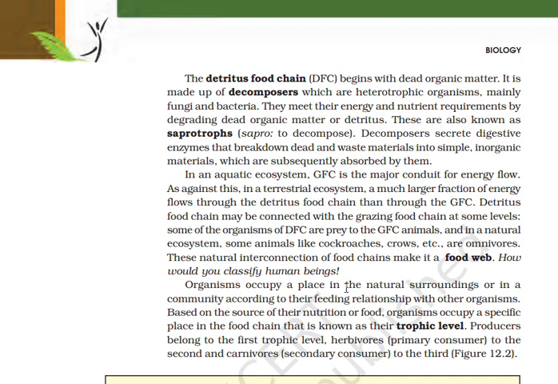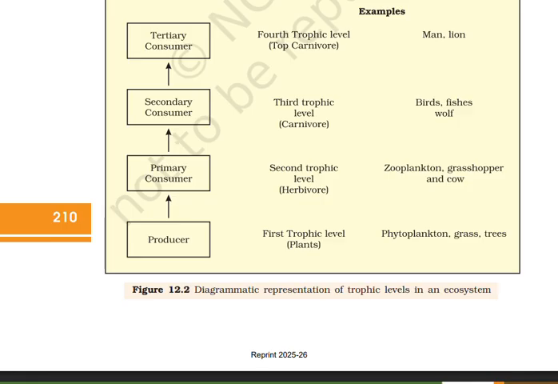Organisms occupy a place in their natural surroundings or in a community according to their feeding relationship with other organisms. Based on the source of their nutrition or food, organisms occupy a specific place in the food chain that is known as trophic level. Producers belong to the first trophic level, herbivores, primary consumers, to the second, and carnivores, secondary consumers, to the third. Producer, first trophic level: phytoplankton, grass, tree. Primary consumer, second trophic level, herbivore: zooplankton, grasshopper, and cow. Secondary consumer, third trophic level, carnivore: birds, fishes, and wolf. Tertiary consumer, fourth trophic level, top carnivore: man, lion.